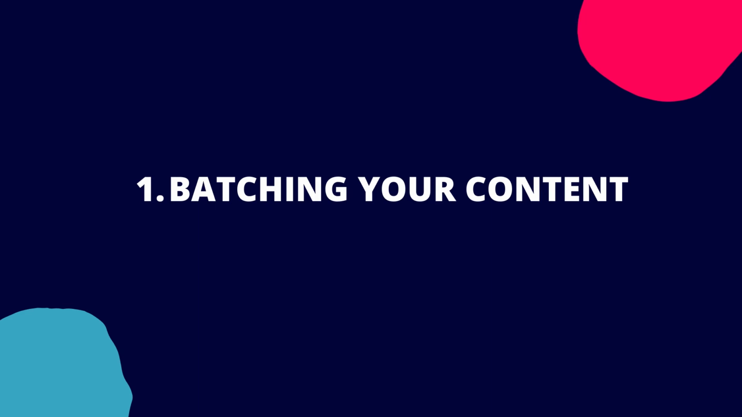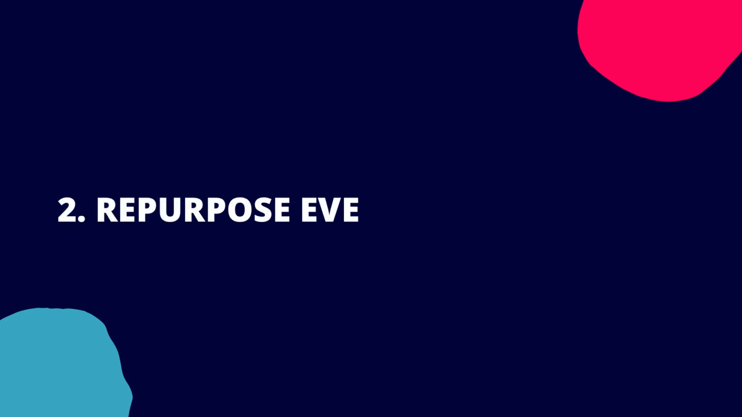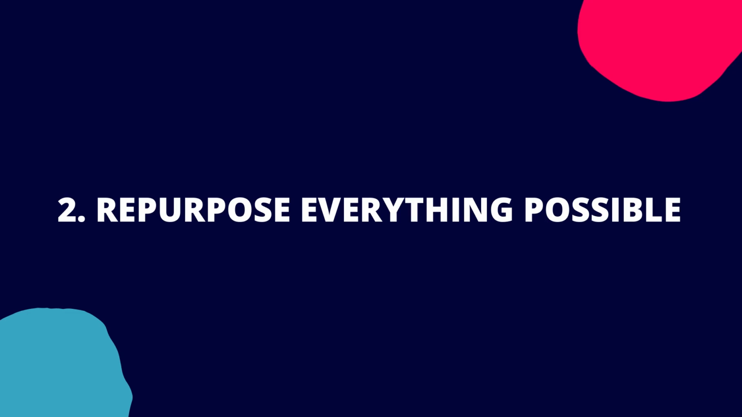Like I said, we go with a strategy of batching content for about a month if possible. We'll definitely tweak and go in and change some messaging or copy if we have to, maybe add in some posts. But for the most part, we batch our content and know what we're going to be posting about a month ahead. Now, number two, repurpose everything possible.